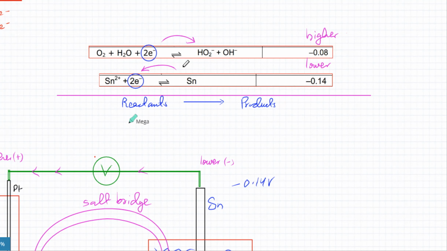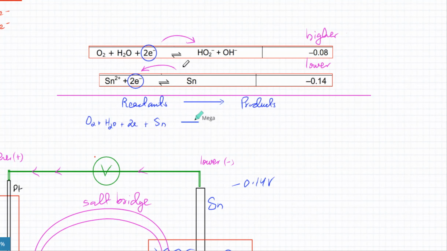Your reactants are O2 plus, what are your reactants? It's O2 plus H2O plus 2 electrons. So in the first one, your reactants are this. In the second one, the reactant is Sn, because Sn is converting into Sn 2 plus. So Sn is your reactant.